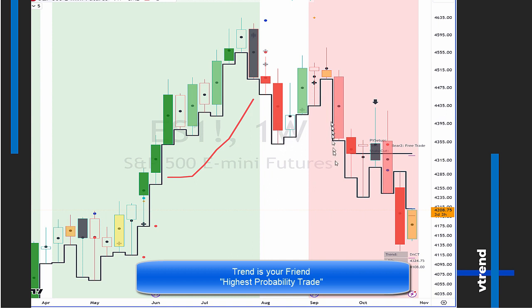The only time it changes is over here. When that black line here touches the high of the bar, the vTrend now is bearish. So in this example here, everything was bullish, and at this point right here, the trend changed to being bearish because the vTrend now is above the price, which is touching the high of the bar. So to summarize, if the black line is touching the low of the bar, the trend is bullish. If the black line is touching the high of the bar, the trend is bearish.